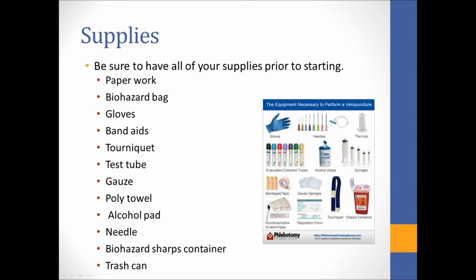Be sure that you have all of your supplies before you start working. In fact, if you know that you're going to be tasked with collecting blood, either for labs or for TB infection screening, be sure to do a check of materials prior to leaving the office. You will need to include paperwork, a biohazard bag, gloves, Band-Aid, a tourniquet, a test tube, gauze, a poly towel, alcohol pad, needle, and a biohazard sharps container. You'll also need to be sure to have access to a trash can.